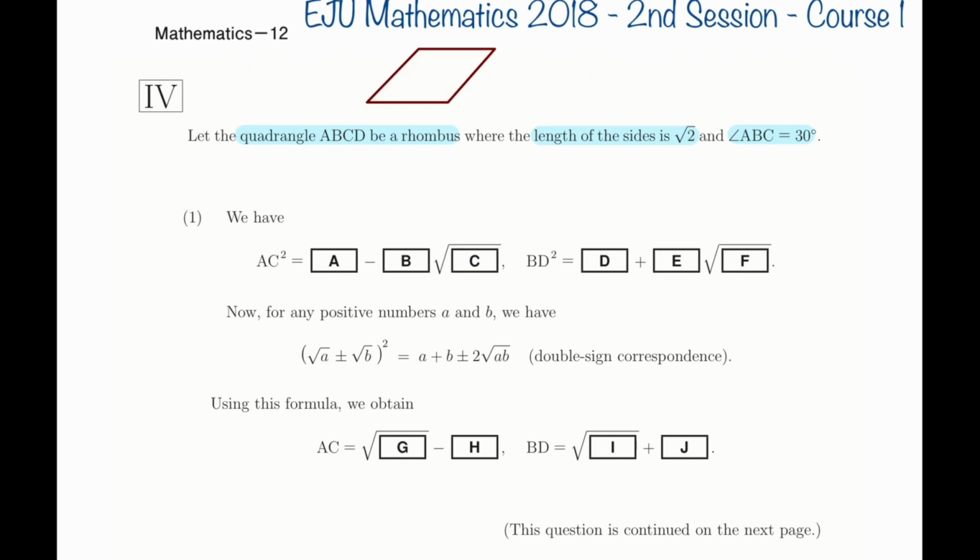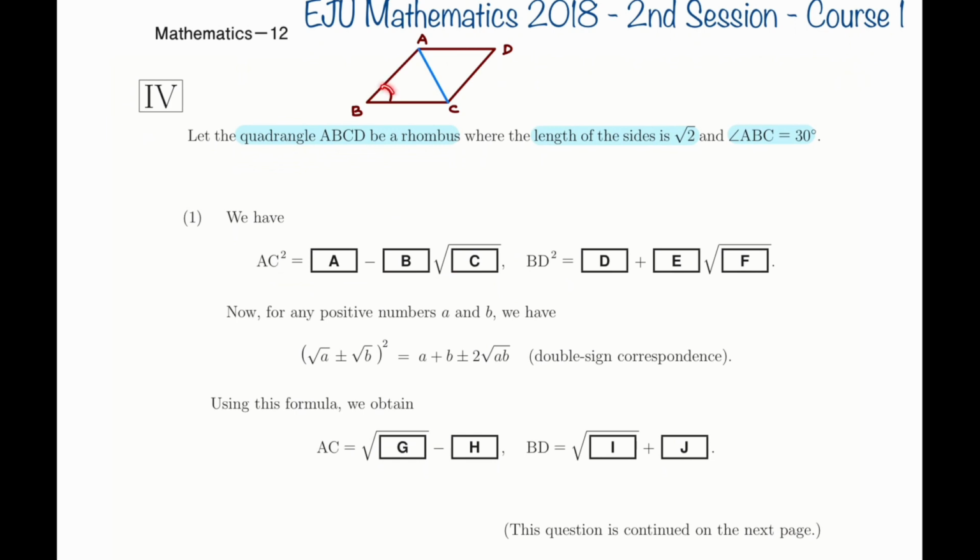And then angle ABC here is 30 degrees. We have AC equals to blah blah blah and BD equals to blah blah blah. So we need to find AC, which is the first diagonal of the rhombus, and then later we will find BD, which is the second diagonal of the rhombus. If you want to find the first diagonal of the rhombus, you can use the cosine rule.